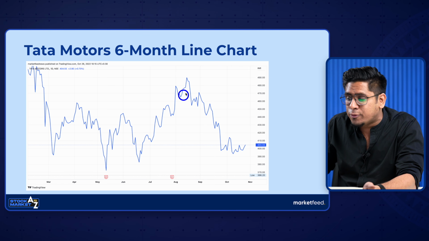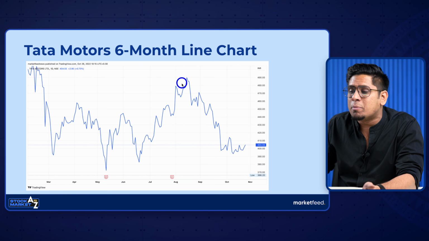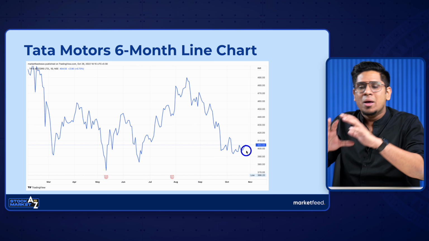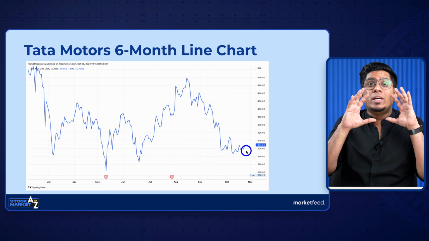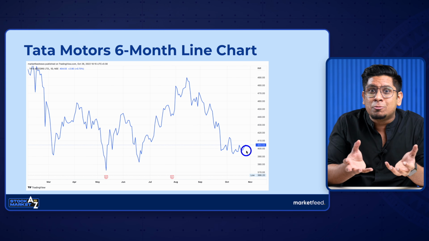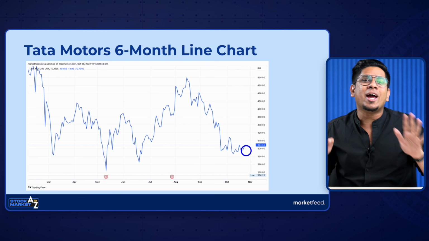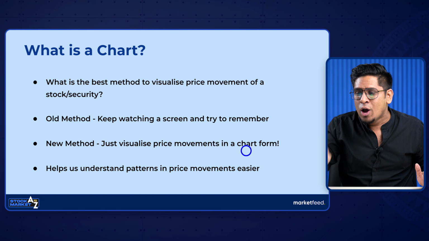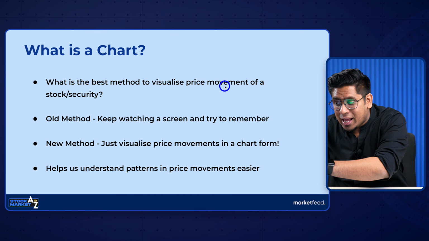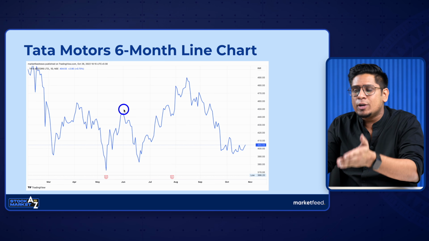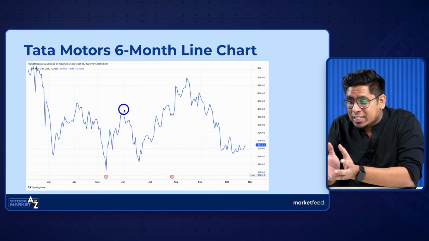Then it had a wonderful rally. By mid-August, it went back to 490 again, and then it came down. Basically, you get the point, right? You get to analyze the price movement. How? Only because we had a chart here. Going back, what is a chart? We get to visualize price movement. And that's exactly what we are doing here, we are visualizing the price movement.